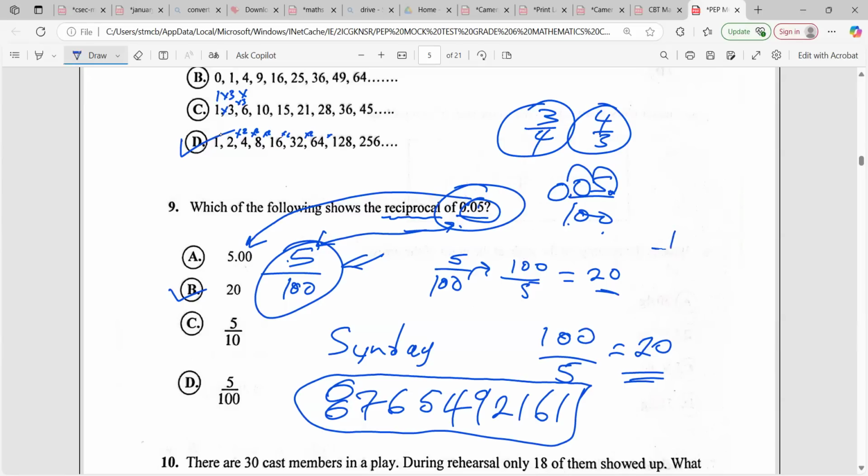Every time you reciprocate, it has to be a fraction. This is a fraction for 5, guys. So the reciprocal of 5 is 1 over 5. That's all. Because 5 as a fraction is 5 over 1, so the reciprocal will be 1 over 5. And this will be what? 0.2. So the reciprocal of 5 is actually 0.2.